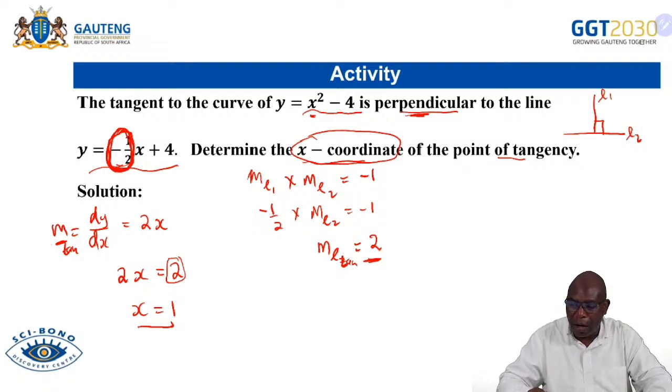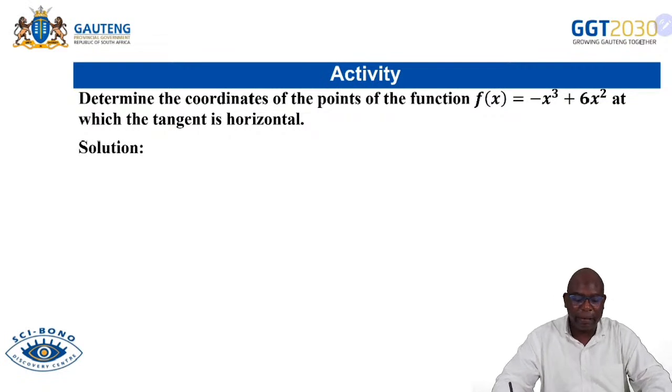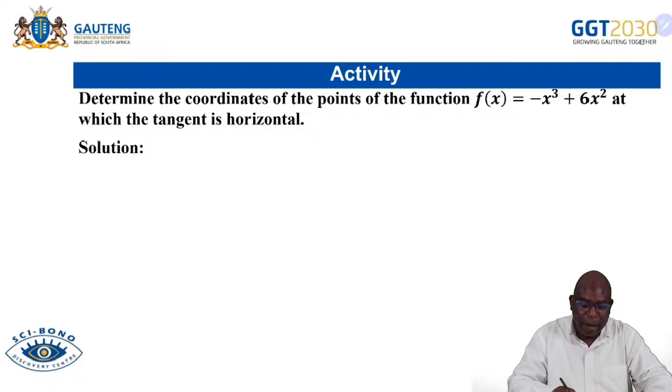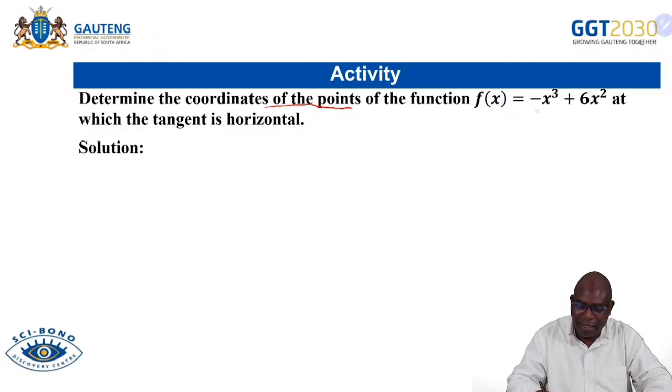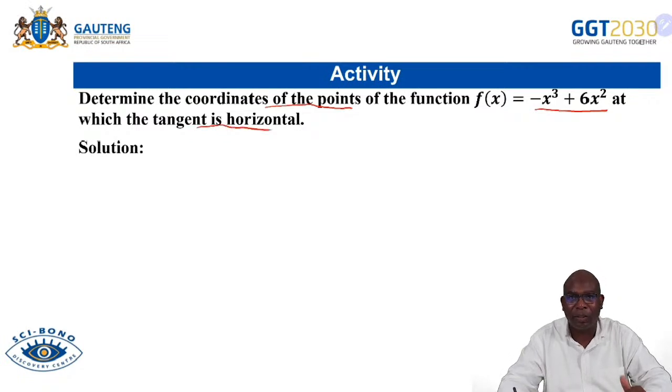All right. Now, very important question again here. Determine the coordinate points of the function. This is a high-level question. You have to think a bit here. Of the function at which the tangent is horizontal. Yes, horizontal. So the word horizontal, when you say horizontal, this is horizontal. Okay? Now, how am I going to do this if I'm told that the tangent is horizontal?